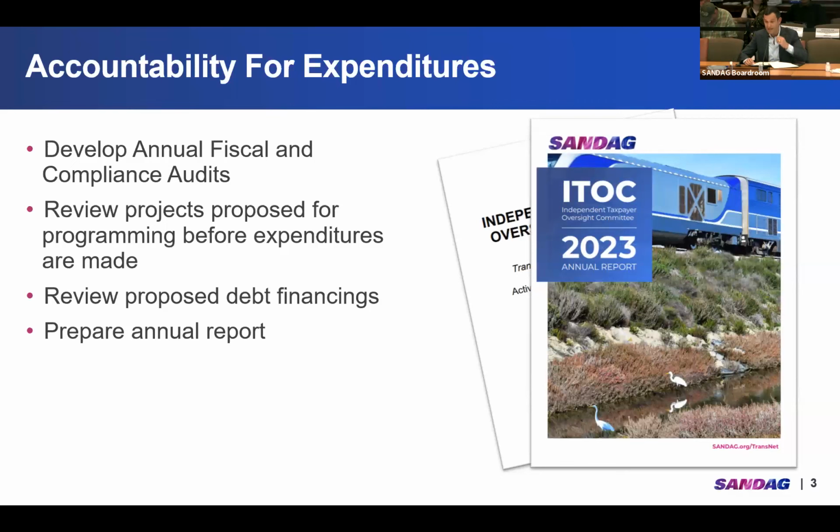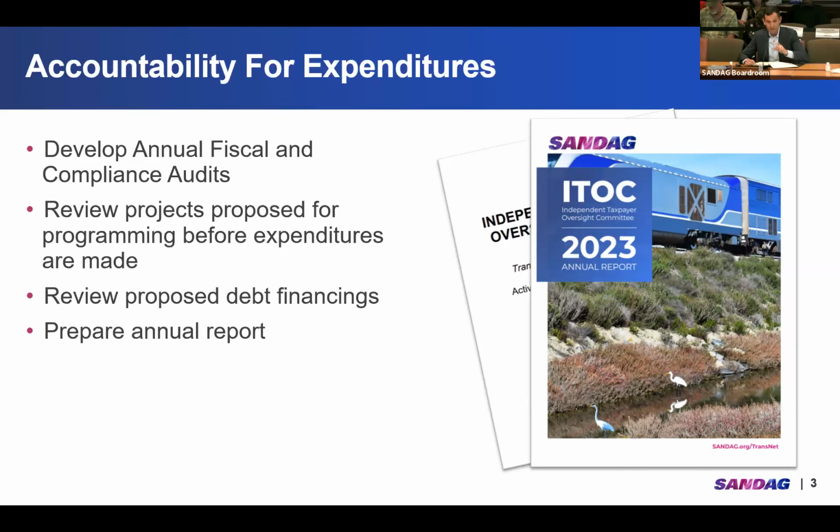So we use a variety of tools to perform oversight here. Firstly, each year we conduct an annual fiscal and compliance audit. And these audits are performed by independent auditing firms that we hire. And the audit covers all recipients of Transnet funds. So we look at our local agencies and partners, and this includes Caltrans as well as our transit agencies, to make sure that the expenditures are made, again, consistent with the requirements of the ordinance.